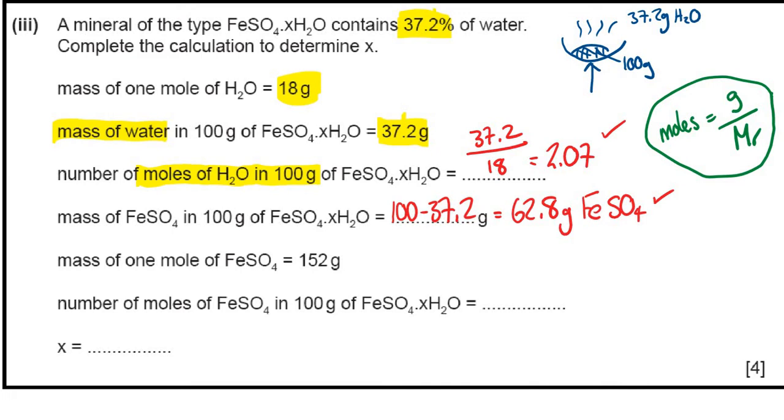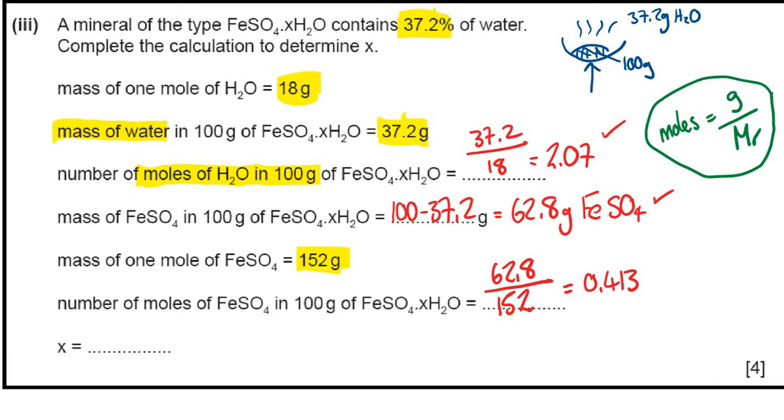Now again, they've been nice to us, they've given us the MR of iron sulfate. So what is the number of moles of iron sulfate in 100 grams? It's the same old equation, moles equals grams over MR. This time the MR is 152. So again, keeping it to 3 significant figures, that's how many moles of iron sulfate are in our original mass.